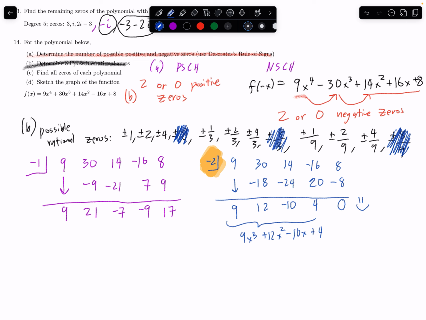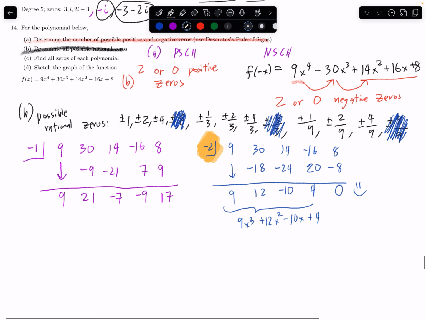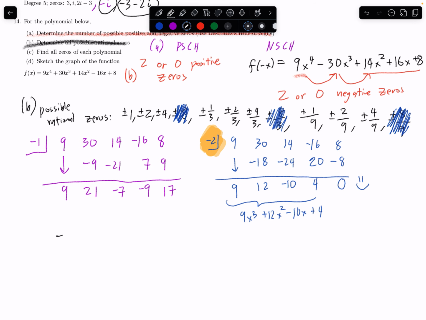Okay, what I'm gonna check though is if negative 2 is possibly a double root, because that's kind of where my intuition leads me. It's not always the case, but I'm gonna just check. Since I know it's a root once, maybe it's a root twice. Let's see.